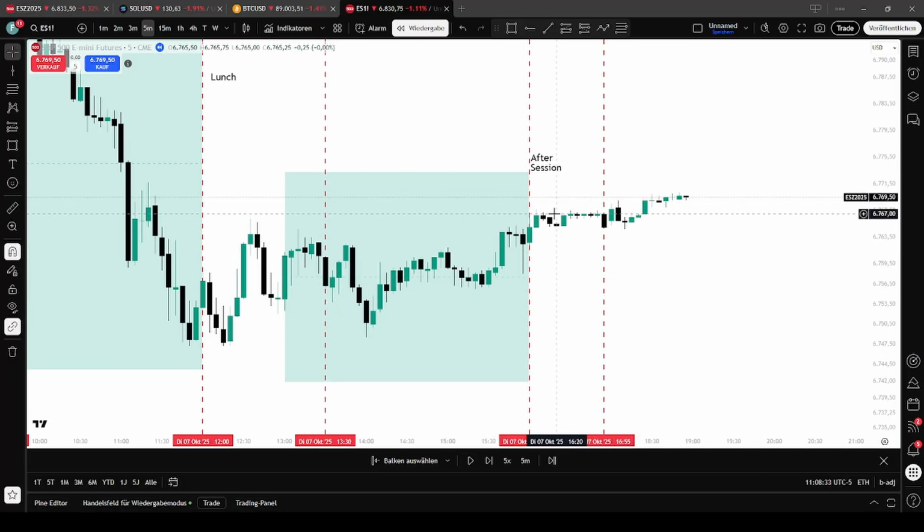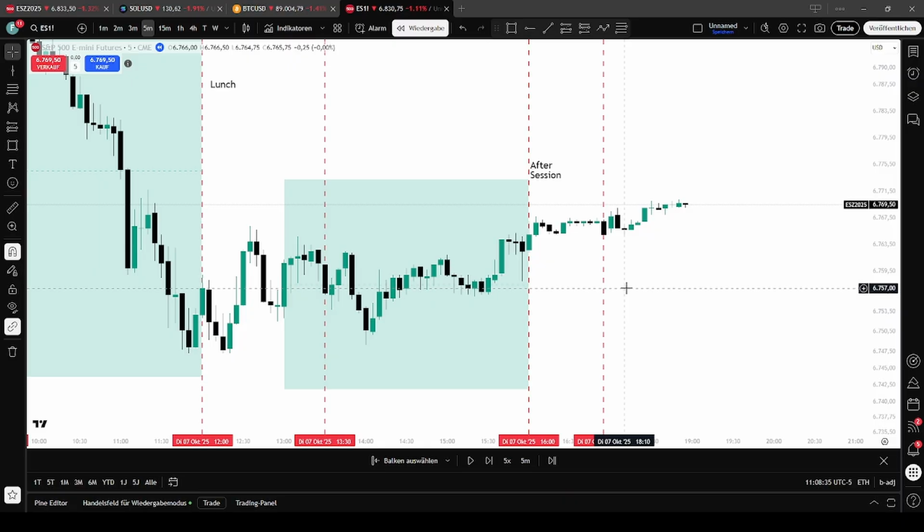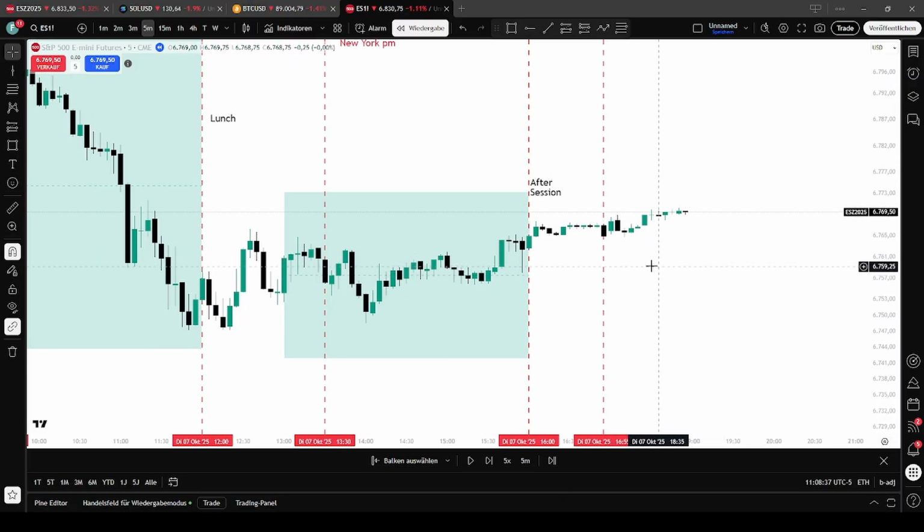I usually wait until 4:15 p.m., at the latest 4:30 p.m., because liquidity drops more and more during that time. At 5 p.m. all positions must be closed because the market is officially shut.